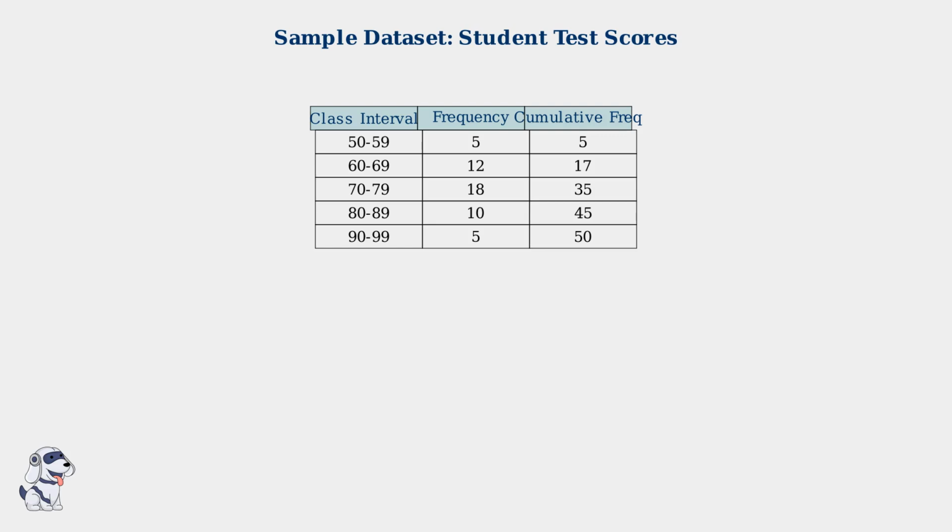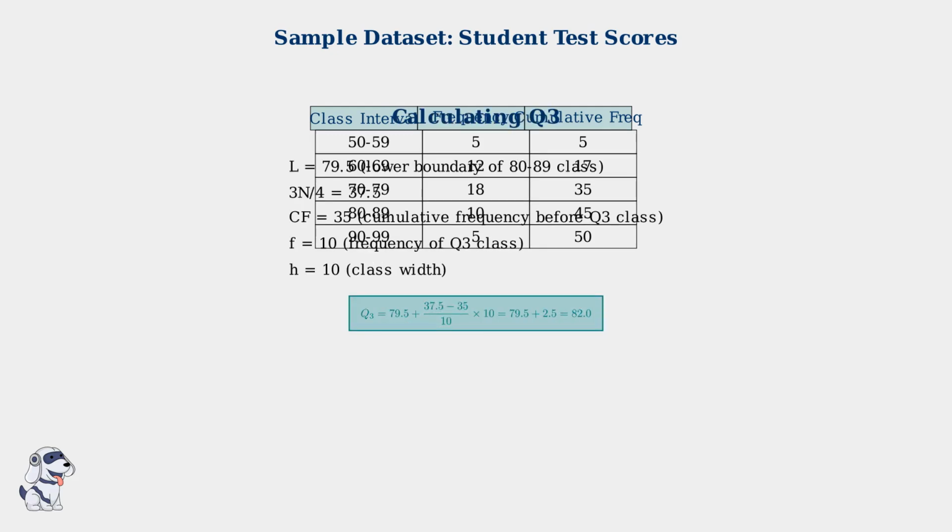Finally, let's calculate Q3. The 37.5th value falls in the 80-89 class interval. For Q3, we use the 80-89 class. The calculation gives us Q3 equals 82.0.